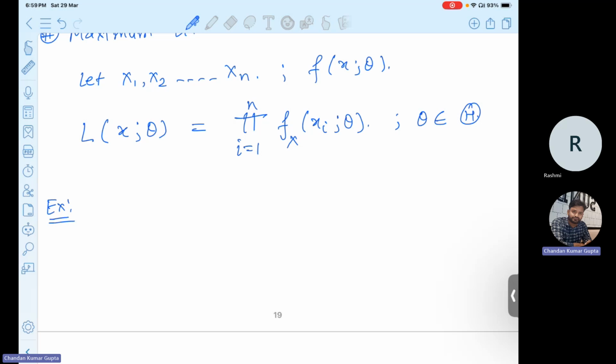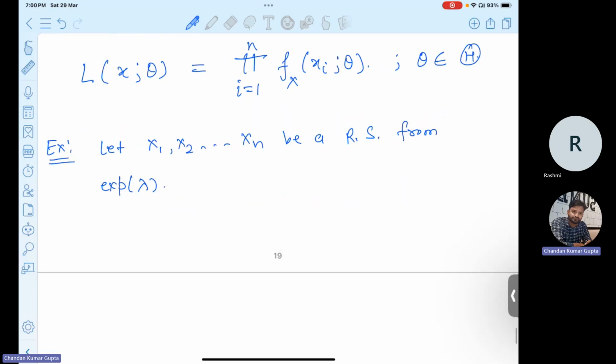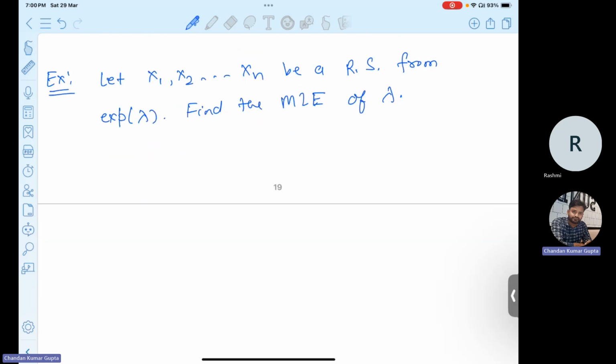Suppose we have a random sample x1, x2, ..., xn from an exponential distribution with parameter lambda. Find the maximum likelihood estimate of the parameter lambda. Okay, let's start.